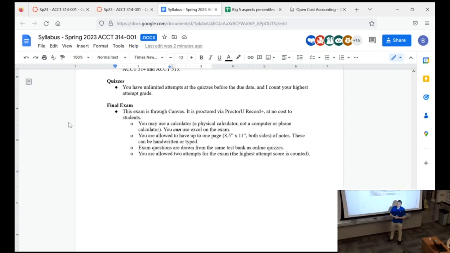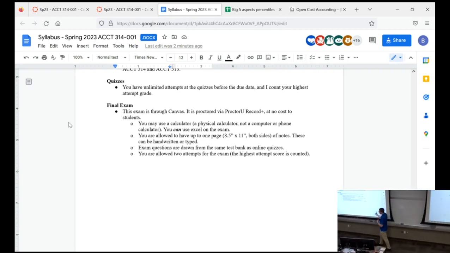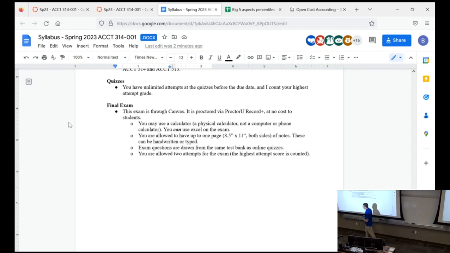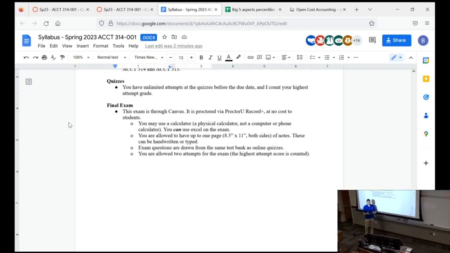All right, so the exam questions are drawn from the same exact test bank as the online quizzes. So preparing through taking multiple attempts of the online quizzes literally helps you earn points, or increases the odds that you'll earn points, for the final exam. And you're allowed 2 attempts at the final exam.